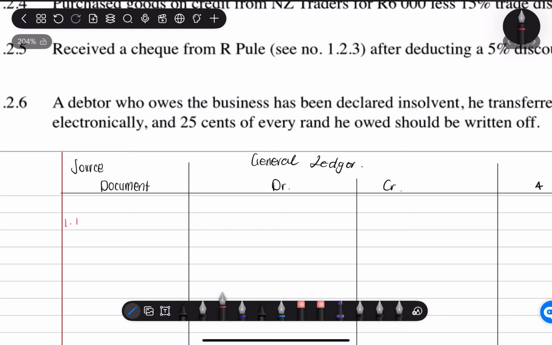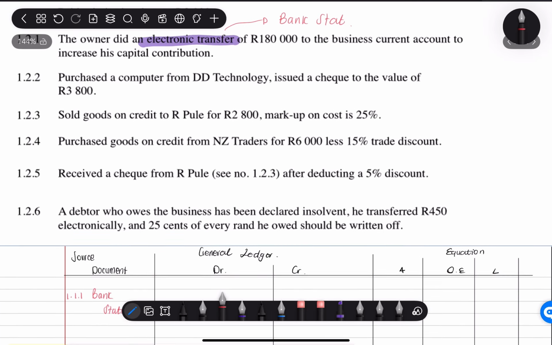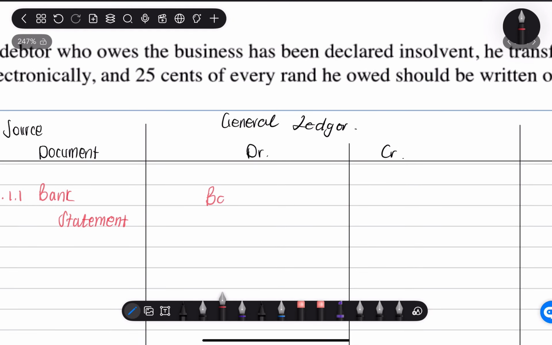So 1.1.1, we've got bank statement. There's no proof anywhere else that he did this. But because he did an EFT, electronic, from his accounts to the bank's accounts, once we see the bank statements, we'll see that he did do it. Okay, so what is debited and what is credited, which accounts? Our bank is obviously increasing, and bank is an asset. Assets increase on the debit side.